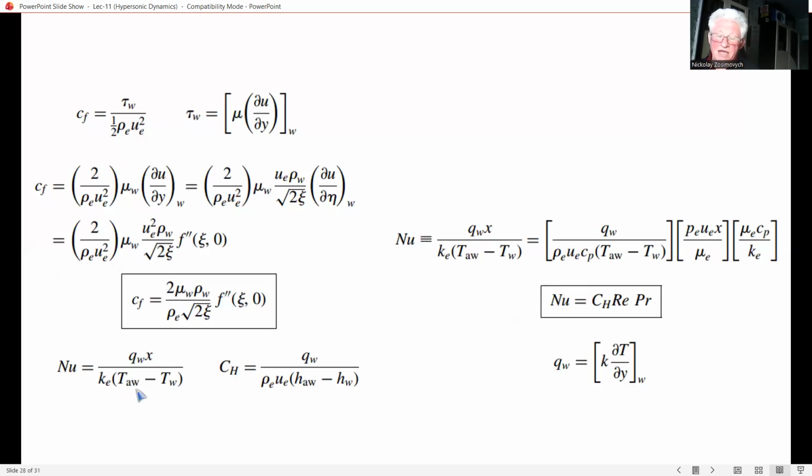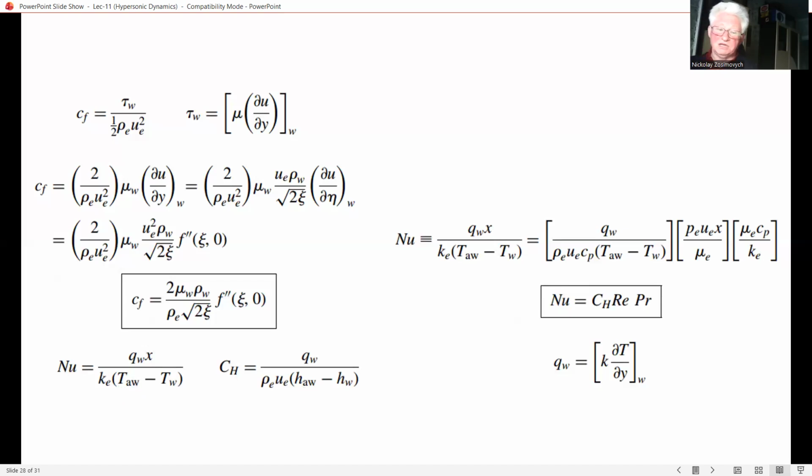T sub AW and H sub AW are the adiabatic wall temperature and adiabatic enthalpy, respectively, right? Adiabatic wall temperature and adiabatic enthalpy at the wall when the heat transfer to the wall, Q sub W, equals 0. Sometimes T sub AW is referred to as the equilibrium temperature, and H sub AW as the equilibrium enthalpy.